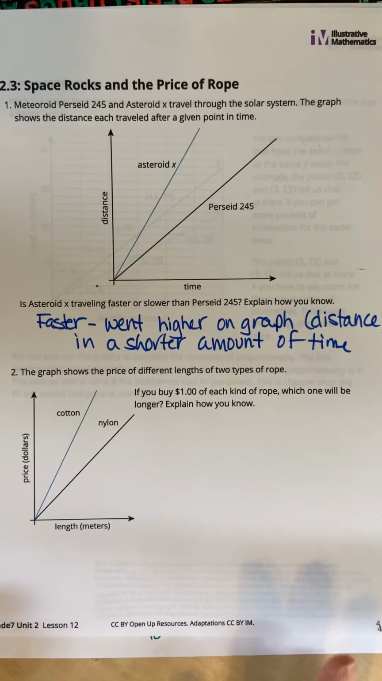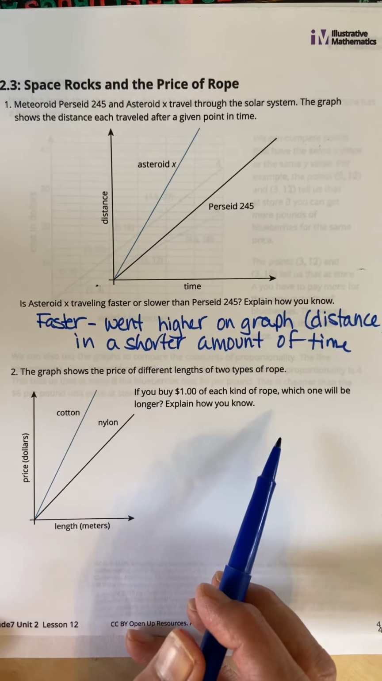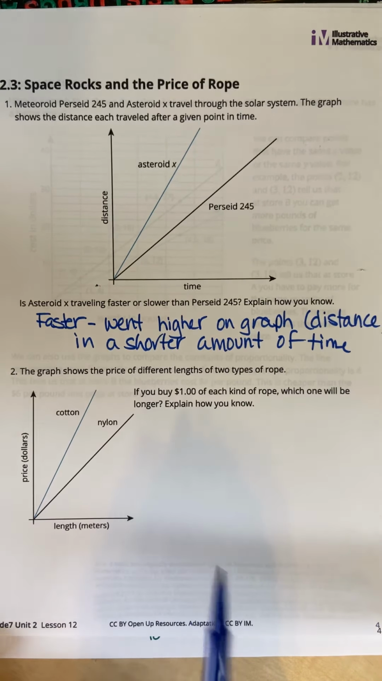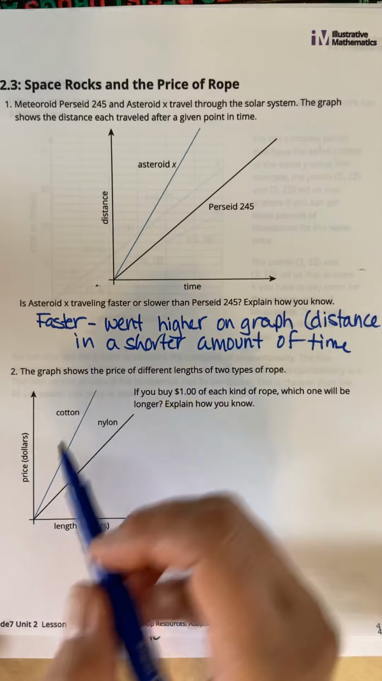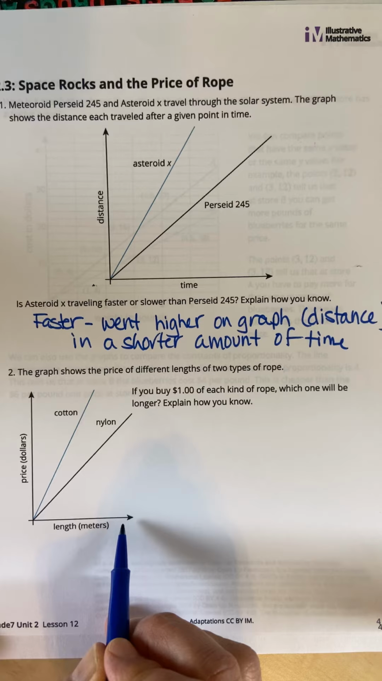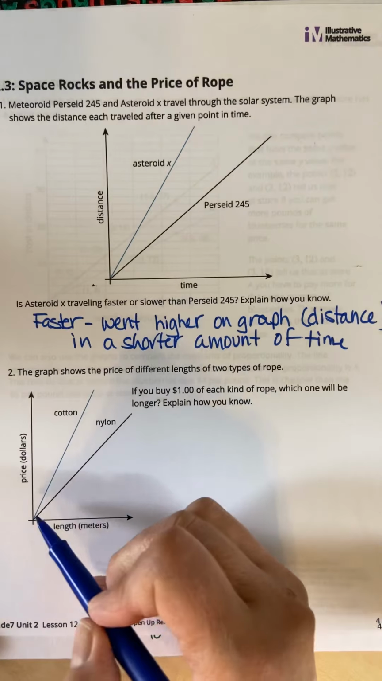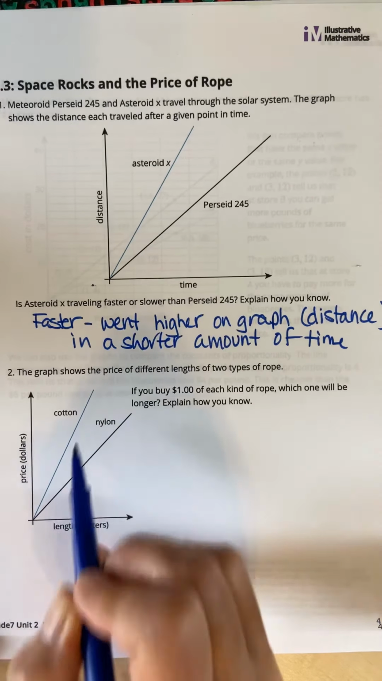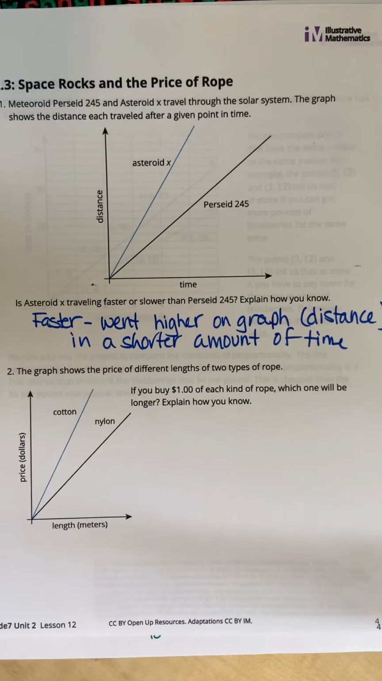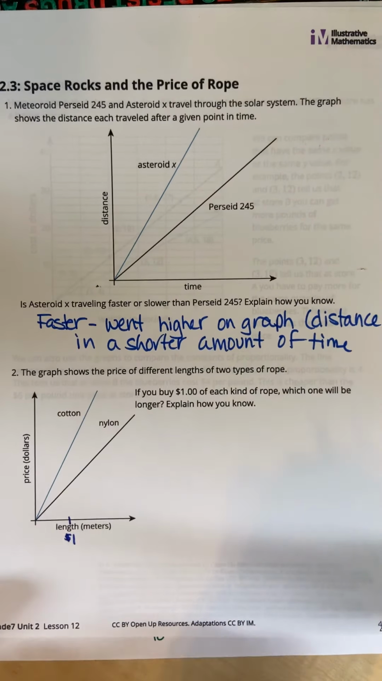All right, the second graph says, if you buy $1 of each kind of rope, which one will be longer, and explain how you know. So it's saying you have a nylon rope that goes this way, with the length of the rope and the price per dollar. And then you have the cotton rope, here's the length and here's the price. So if you buy $1, which kind of rope will be longer? Let's just say that's $1.